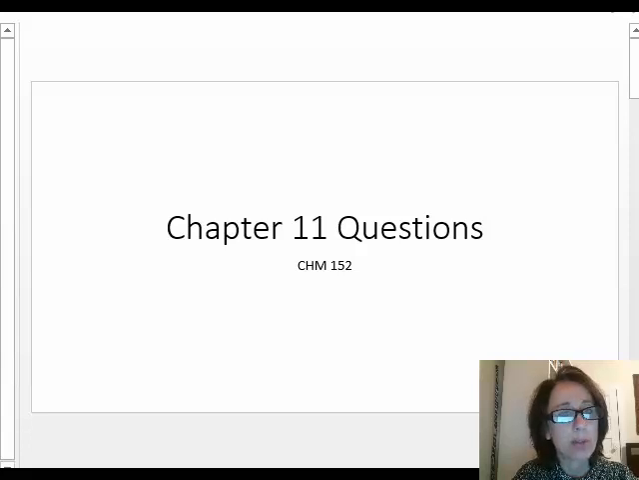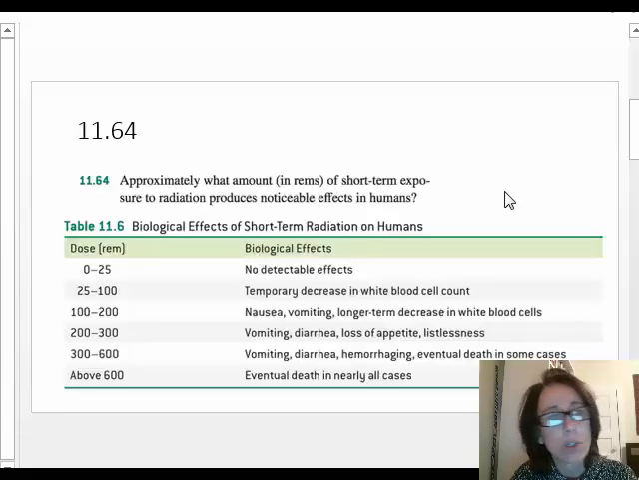There's some questions on Chapter 11, so I wanted to be sure that we got those answered. The first question was 11.64. Approximately what amount in REMs of short-term exposure to radiation produces notable effects in humans? So if we look at table 11.6 in the textbook, we see that there's a table that gives this information.